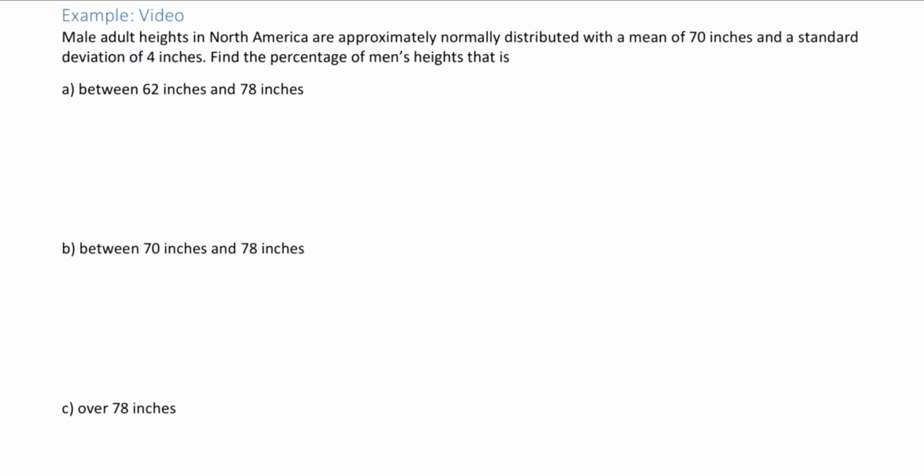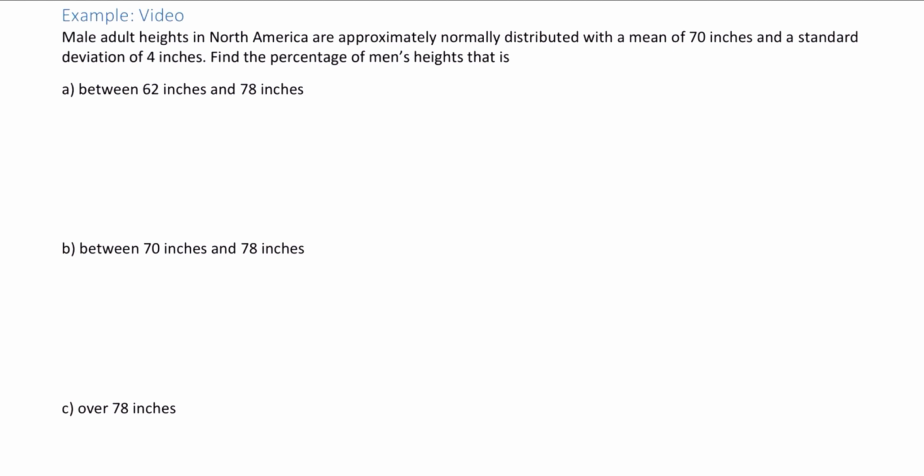In this video, we'll look at how we can use the 68, 95, 99.7 rule, also known as the empirical rule. Male adult heights in North America are normally distributed with a mean of 70 inches and a standard deviation of 4 inches. Find the percent of men's heights, that is A, between 62 inches and 78 inches.